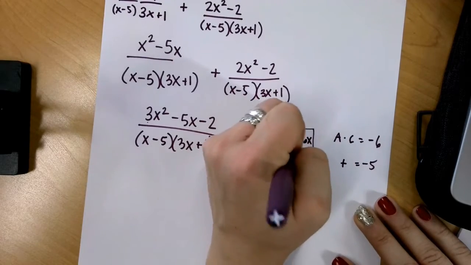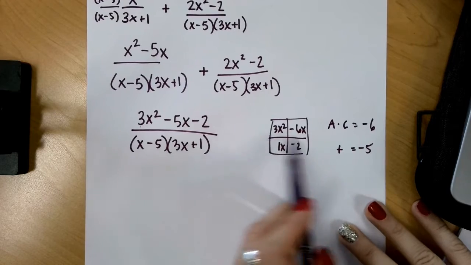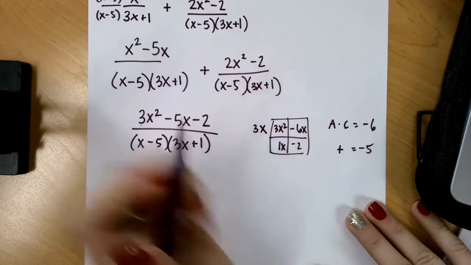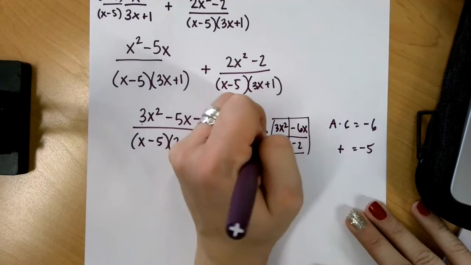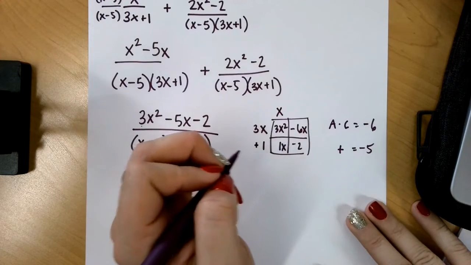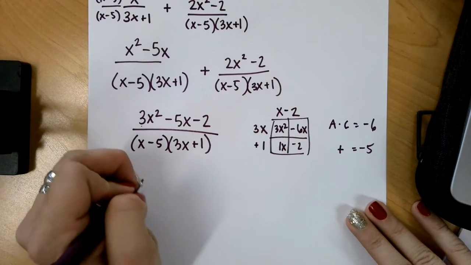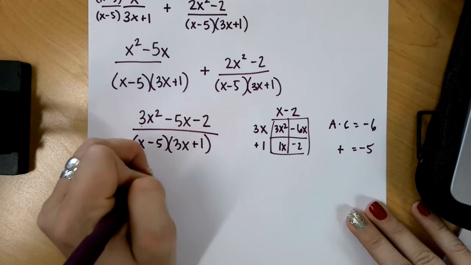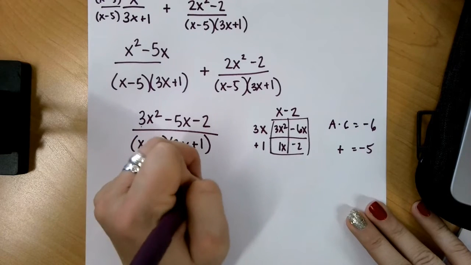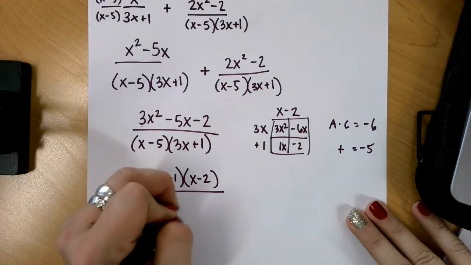Put my x's in there. Do not forget your x's. I'm seeing a lot of people forget those. Okay, now let's find what's in common. So I have 3x here, plus 1 here. I've got x here and minus 2 here. So this new term that I have is 3x plus 1 times x minus 2, all over x minus 5 times 3x plus 1.